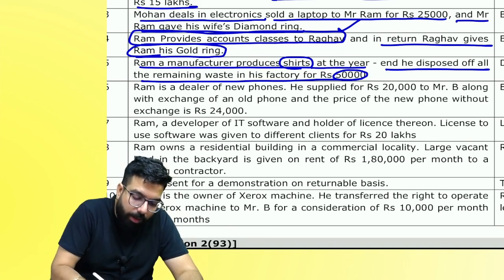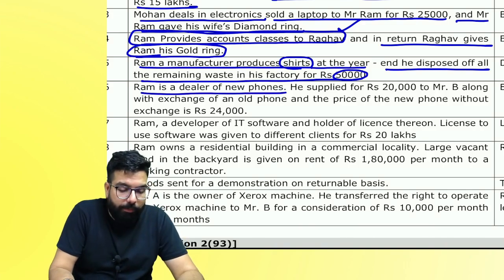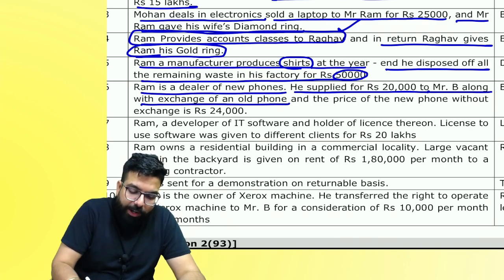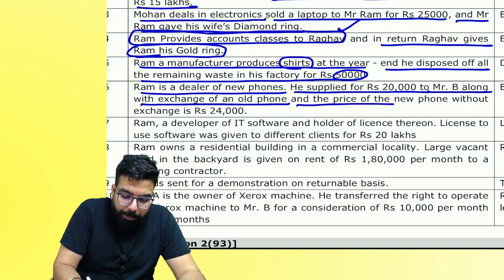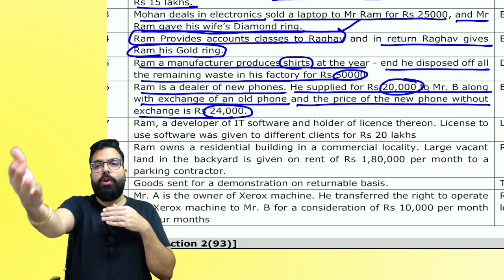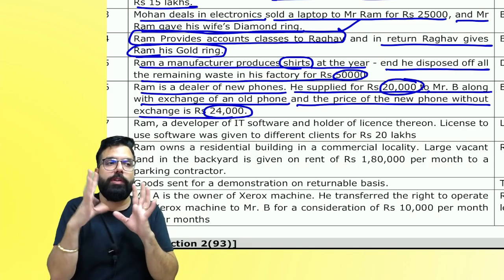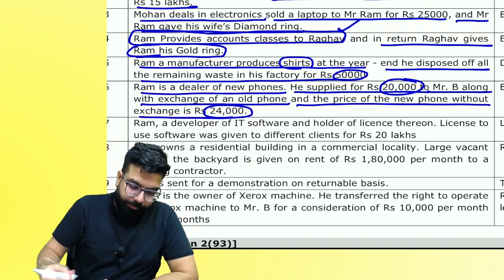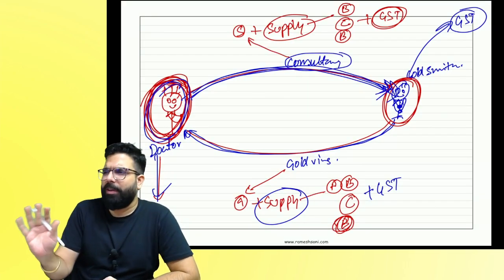Next. Ram, a dealer in new phones, supplied a phone for 20,000 to Mr. B along with an exchange for an old phone, and the price of the new phone without exchange is 24,000. I gave a new phone to you. You gave me your old phone plus 20,000 rupees. My question: analyze this, it is very important. I think it is very easy.